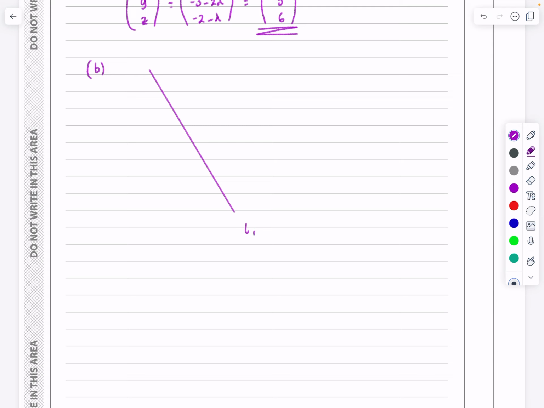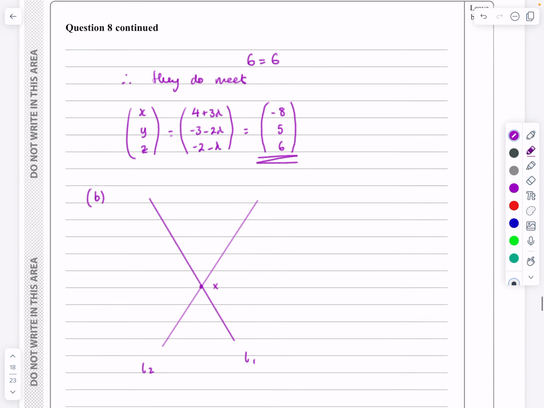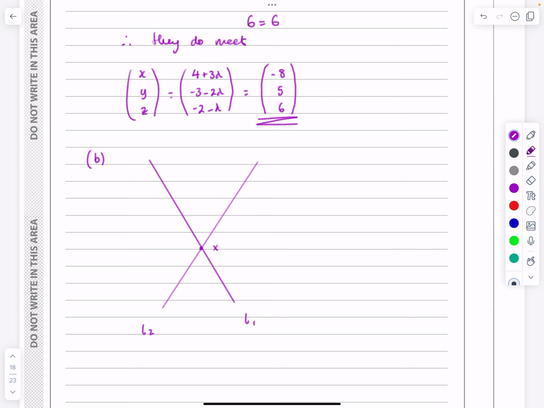L1 is that line there, and I'm going to say L2 is this line here. We know that they meet at X there. That's not actually that important. I can put it on, but we know that they meet at X here. So the first thing they did was they said P, (10, -7, 0), lies on L1. So let's just put P somewhere on here.